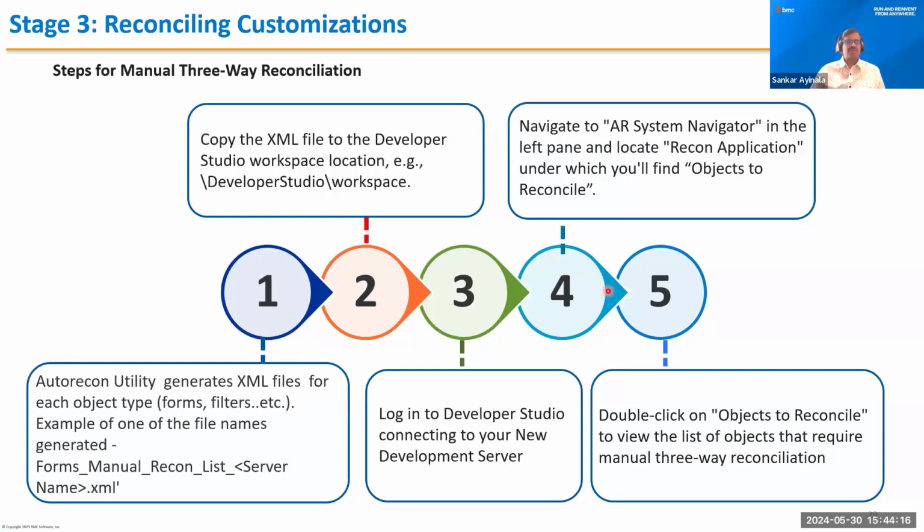What you need to do is copy the XML files generated by the auto recon and place them in the workspace folder of Developer Studio. And then you need to relaunch Developer Studio in best practice mode. Then you can navigate to the ER System Navigator section. When you expand, you will see a Recon application, and then objects to reconcile. When you double click on objects to reconcile, it will show the list of objects to reconcile.